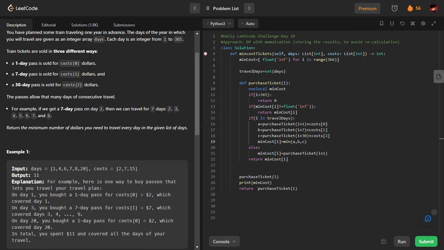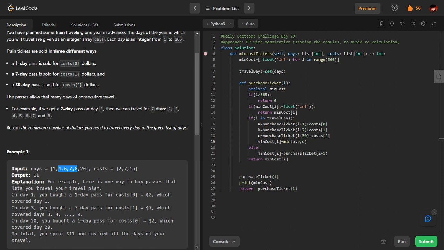So what that means is, suppose I am on day fourth, I am starting from day fourth onwards. If I take a pass, what all days will be covered? These many days will be covered in this particular question. Okay. 20 won't be covered. If we take a 7 day pass from day fourth, obviously 20 won't be covered. So from fourth onwards, 7 days.